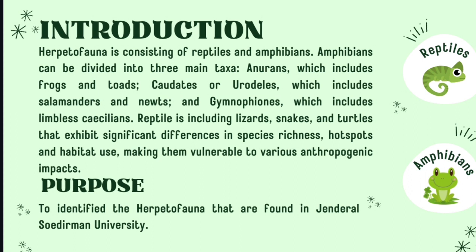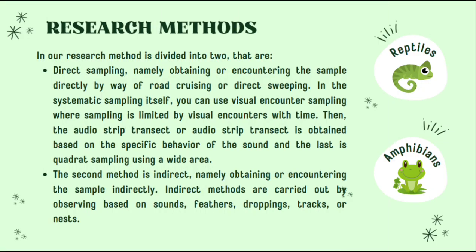The purpose of the sampling activity is to identify the herpetofauna found in Universitas Jenderal Soedirman. Our research method is divided into two: direct sampling, namely encountering the sample directly by road cruising or direct sweeping. In systematic sampling, you can use visual encounter sampling, where sampling is limited by visual encounters within a time frame. Then audio strip transects are based on specific behavior, and the last is quadrat sampling using a wide area.